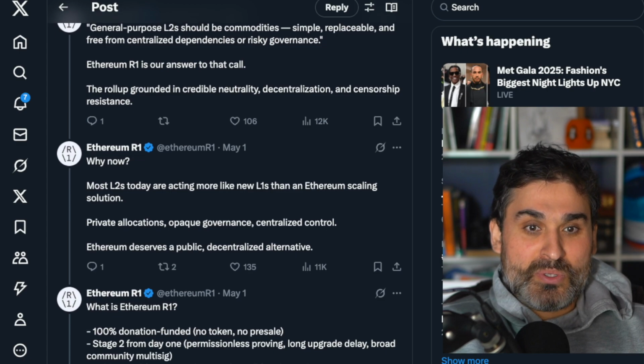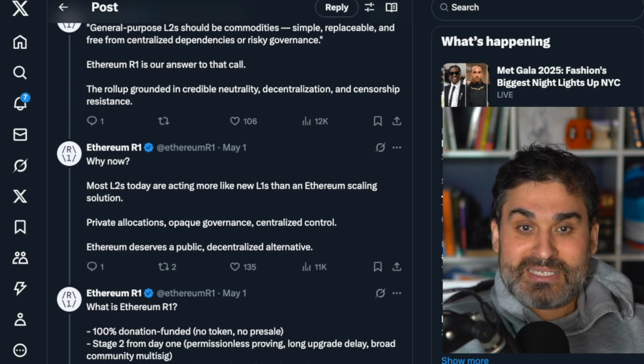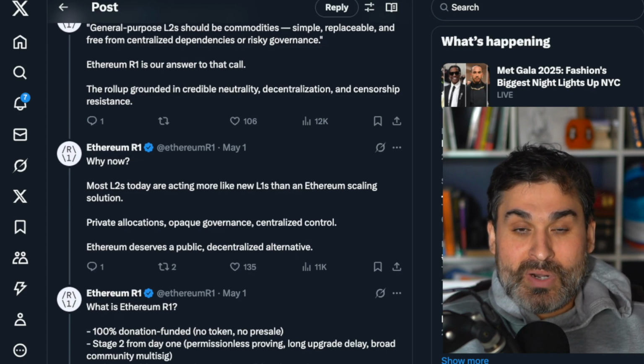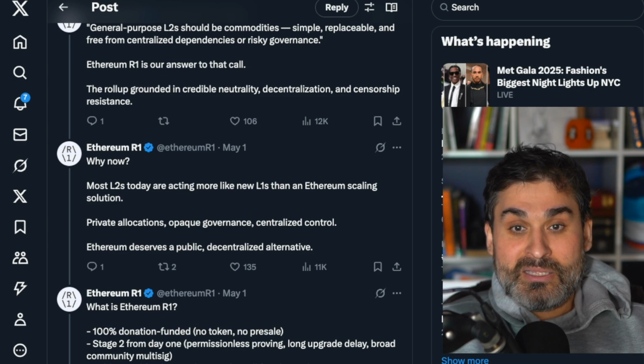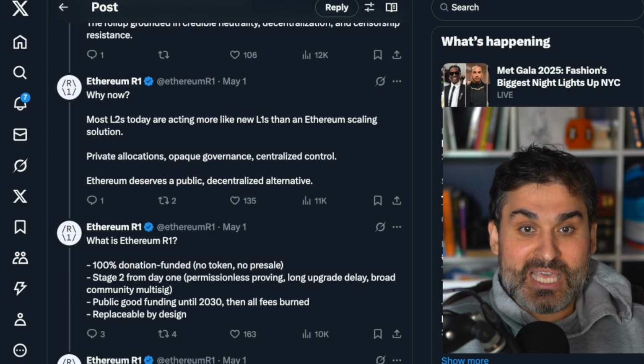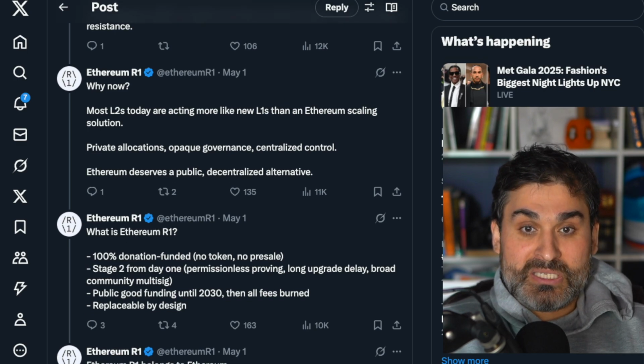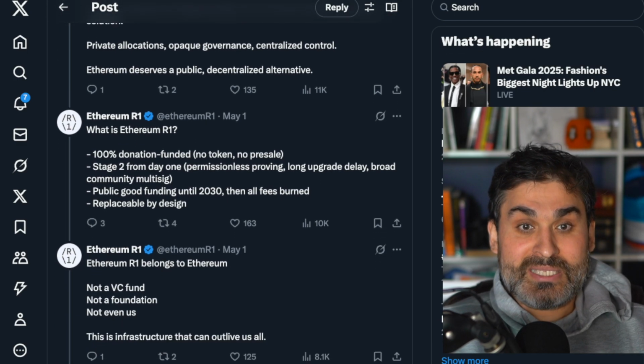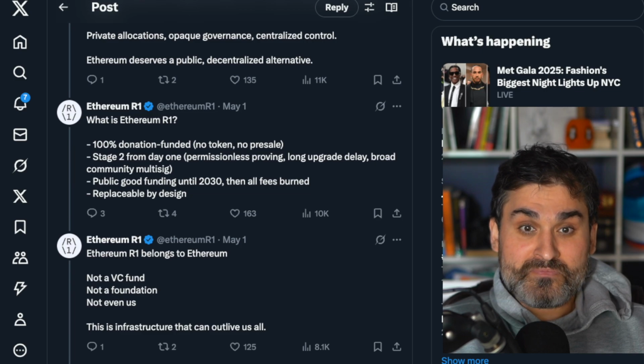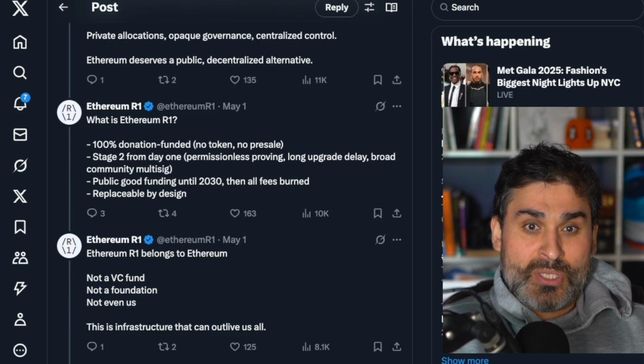So this is why we're doing this. Most L2s today are acting like L1s, rather than the Ethereum scaling solution. They have private allocations, opaque governance, centralized control, and Ethereum deserves a public decentralized alternative. So what is it? It's 100% donation funded, so they have no token.